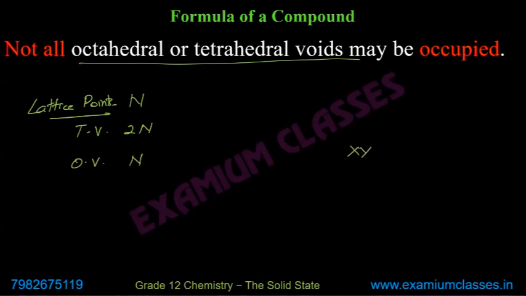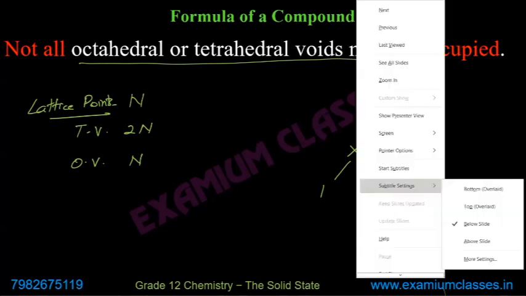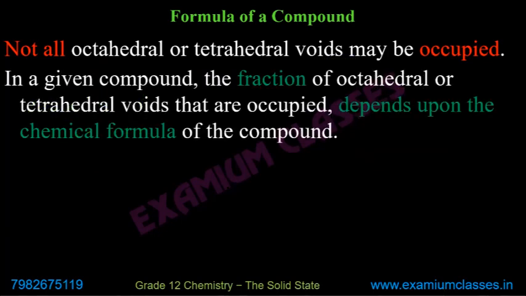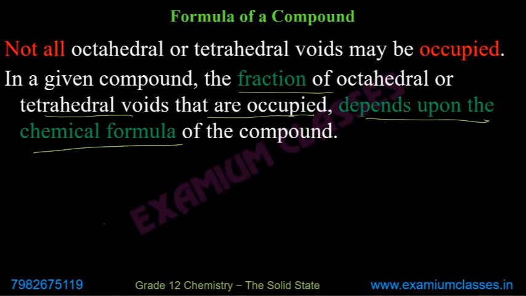If it is like this, for example, in case of a body centered, then it means in the body one and from the corners one. But what happens in reality is that not all octahedral and tetrahedral voids are occupied. So in a given compound, the fraction of octahedral or tetrahedral voids that are occupied depends upon the chemical formula. So for example, the chemical formula is something like AB2 or A2B3. It means not all octahedral or tetrahedral voids are occupied in that case.